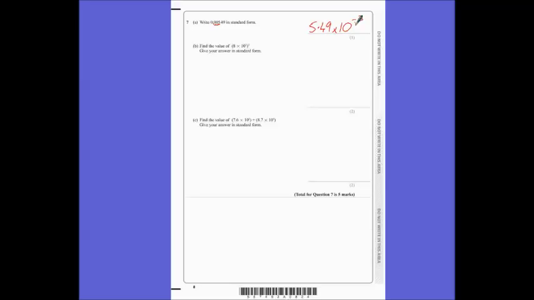Second one, it says find the value of (8 times 10 to the power of 3) squared. So this would mean 8 times 10 to the power of 3 times 8 times 10 to the power of 3. Now 8 times 8 is 64, and 10 to the power of 3 times 10 to the power of 3 would be 10 to the power of 6, using the shortcut that we add the indices. And then to put this back in standard form, it needs to be a number between 1 and 10, so this would be 6.4 times 10 to the power of 7.